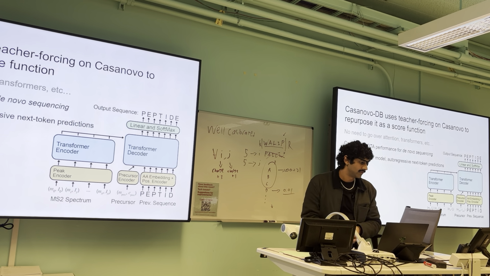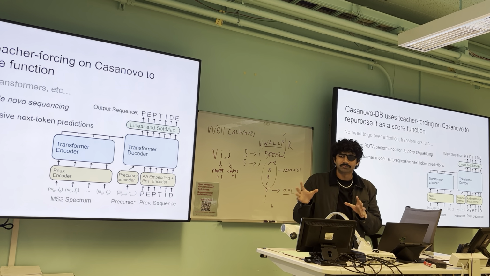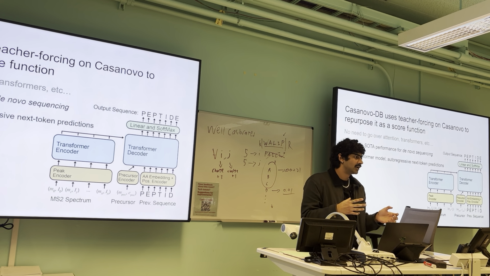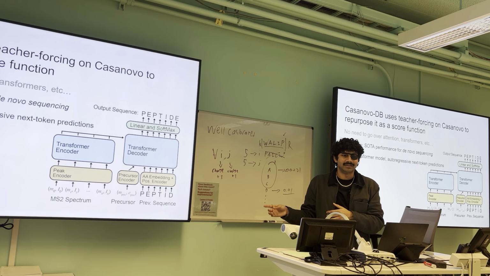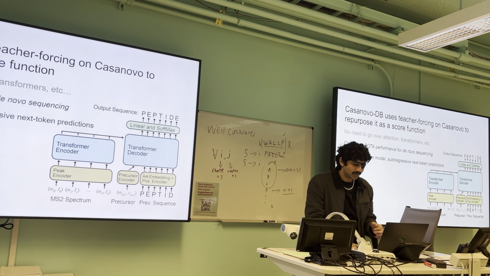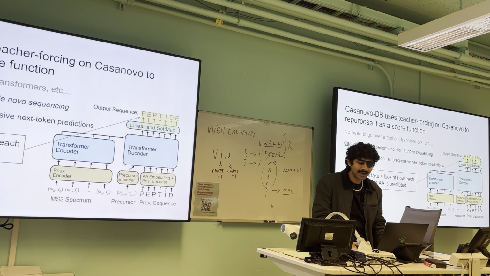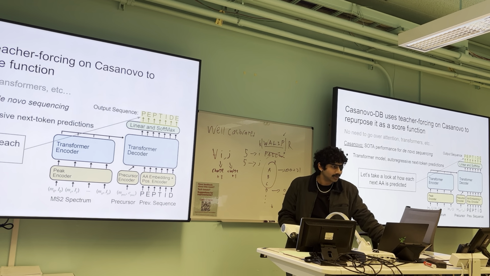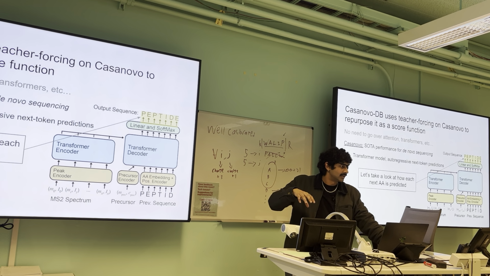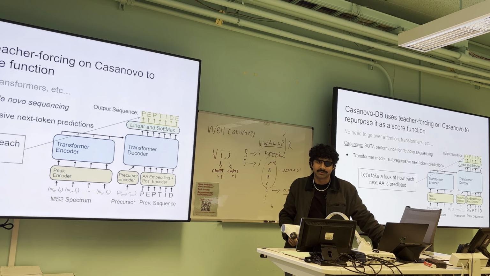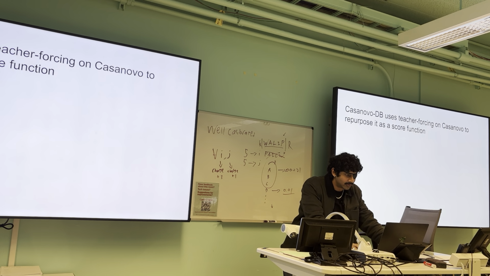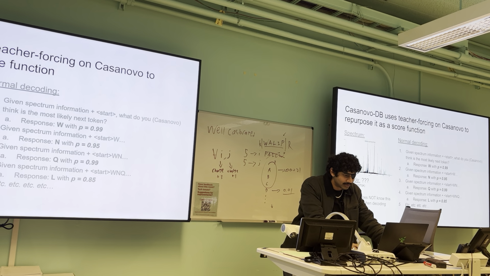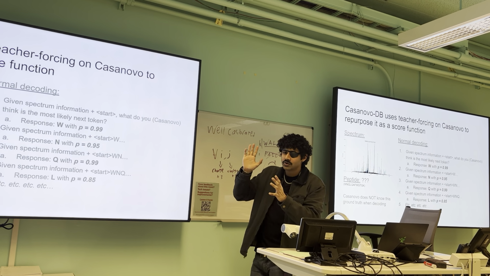It's wonderful, right? But I'm not working with de novo prediction. I'm working with database search. So why is this relevant? It's almost a different problem domain. Well, the reason is we can take a look at how Casanovo predicts token by token and hijack it to get an understanding of how it thinks peptides should be generated from a spectrum, right? So essentially, this is how Casanovo normally works.